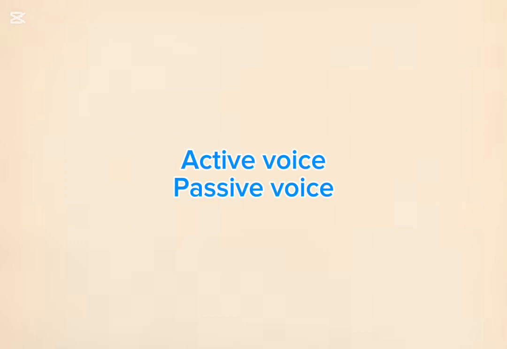Active voice, subject does the action. Focus on who is doing the action, more direct and clear. Common in everyday writing and speaking. Example, the teacher explained the lesson. Passive voice, subject receives the action. Focus on what is being acted on, more formal or indirect. Used in scientific, formal writing, or when the subject is unknown. Example, the lesson was explained by the teacher.